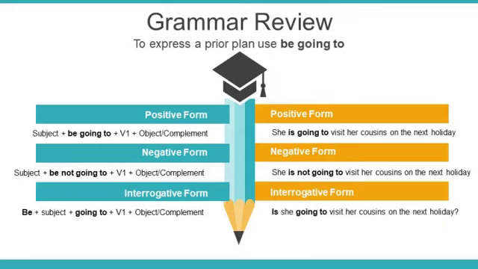In the interrogative form, the formula is be plus subject plus be going to plus verb 1 or present verb plus object or complement. The sentence will be, is she going to visit her cousins on the next holiday?